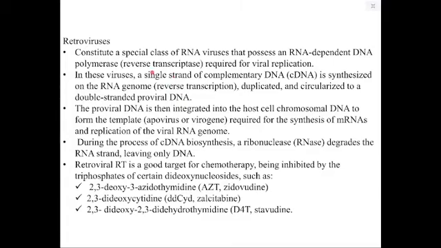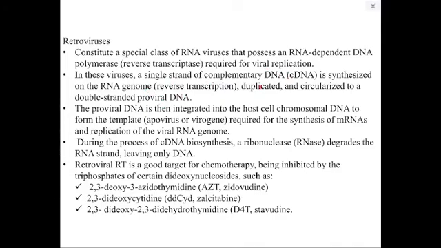All we are saying is that within the cytoplasm, they will make what we call complementary DNA. And the complementary DNA will first be made as a single strand, and then it will be made into a double strand DNA, or what we're calling the proviral DNA.